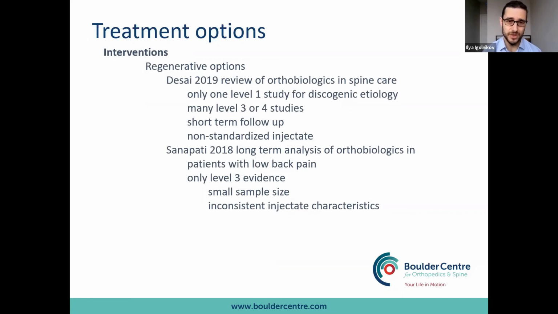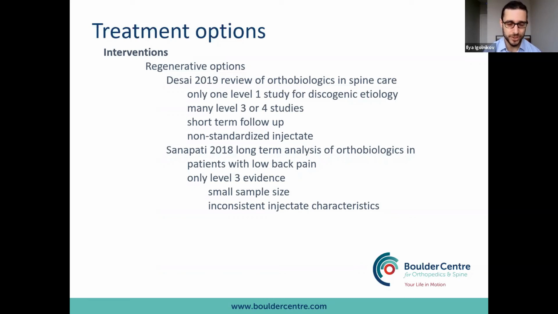Before we get there, I'll talk a little bit about some of the more advanced injections that can be done. These are regenerative medicine, and regenerative medicine in the spine is still not too well studied. Desai and colleagues in 2019 did a review of orthobiologics in spine care, and they found only one study with level 1 evidence for treating discogenic pain. There are a lot of level 3 or level 4 studies, which are not as high quality. The problem is that we really want to see long-term follow-up data, and a lot of regenerative medicine is still not standardized.